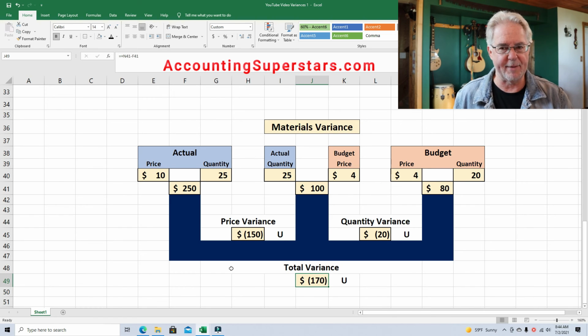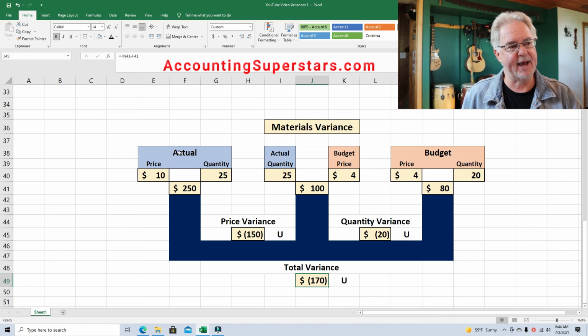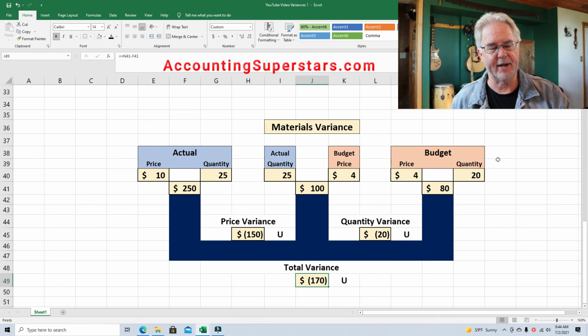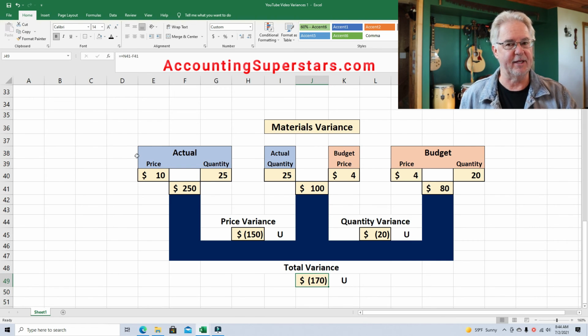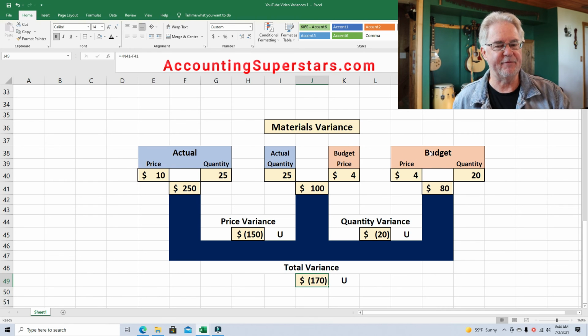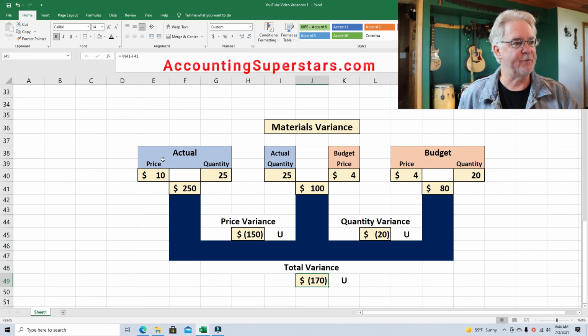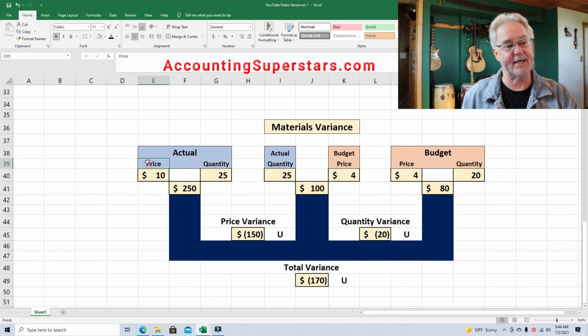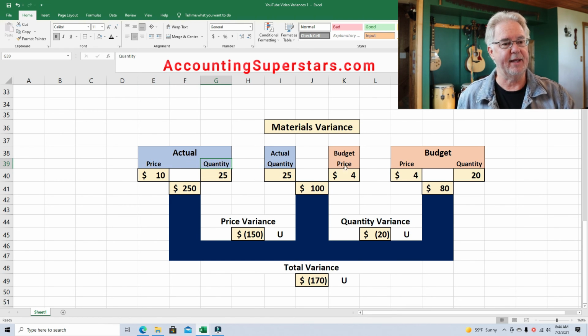Okay, so to wrap it up and to put it all in a nutshell, how can you remember this? Well, what you do is draw the letter E laying down on its back. All right, and actual goes on the left, budget goes on the right. How can you remember this? Well, we read left to right. A comes before B. And then we put price and quantity. How do we remember that? Well, P comes before Q. And then what you do is the inside comes in. And that way you're all set up.